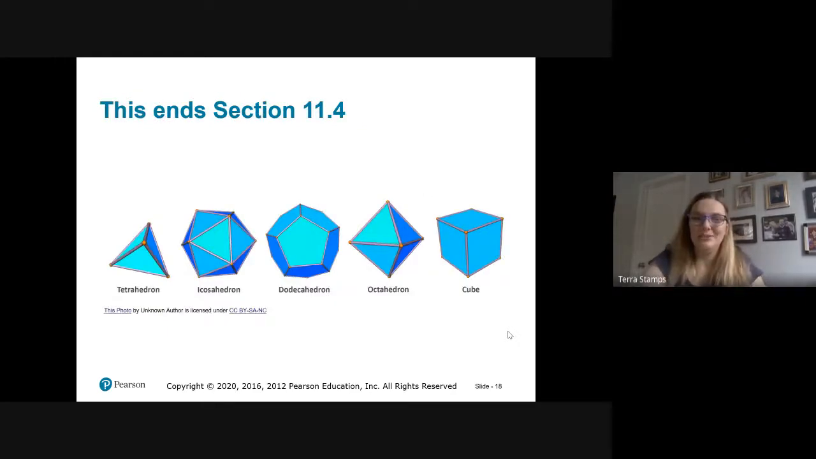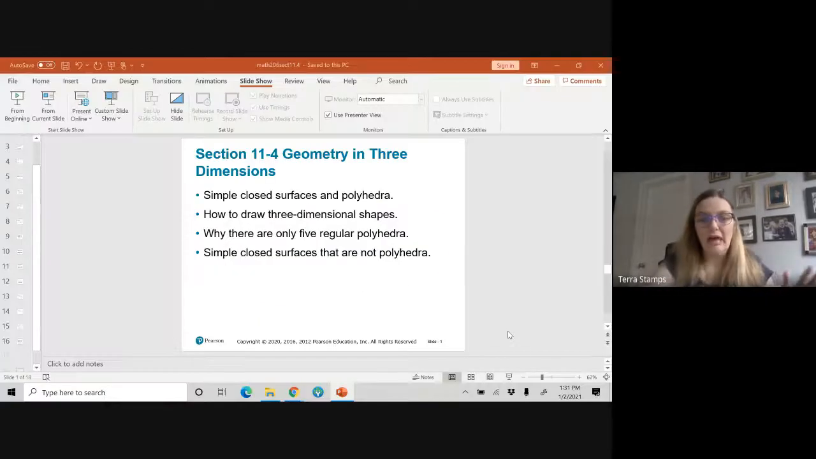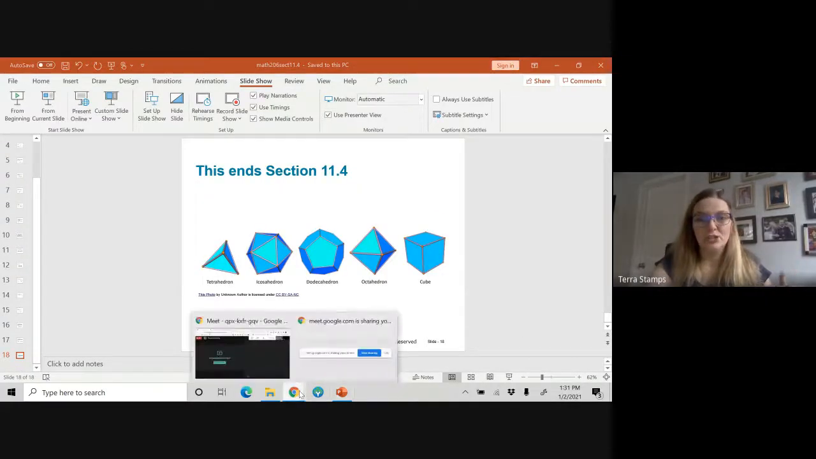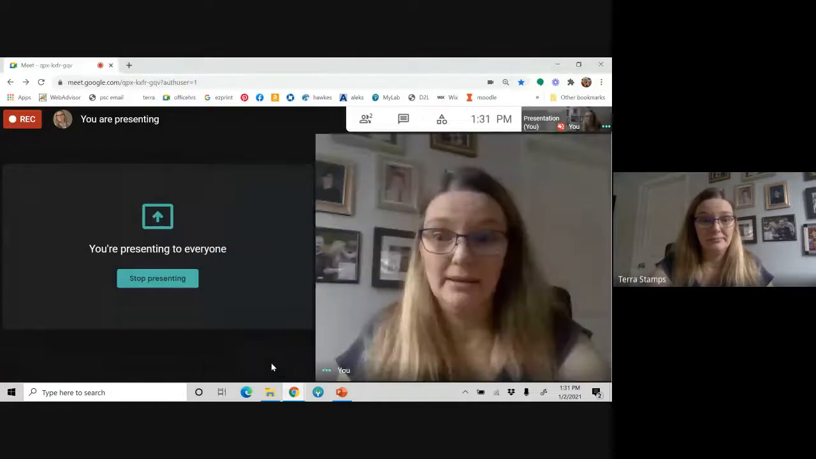All right, so that finishes section 11.4. This is a lot of just terminology. Okay. Stop presenting here. So there's just a lot of terminology in here, so don't be surprised if I ask you to do a lot of naming of these things and say, okay, what's the name of this shape? What's the name of that shape? You know, things like that.